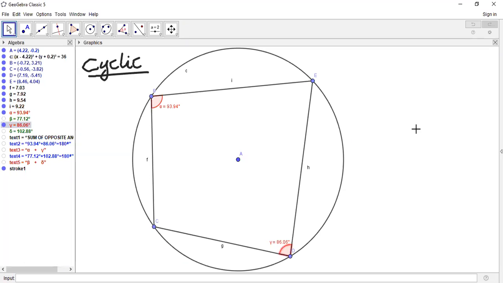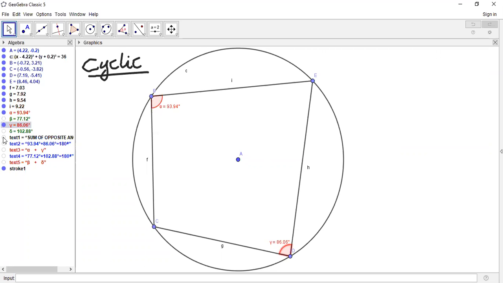ये quadrilateral के एक दूसरे से दिखता है ना, इधर से उधर दिखता है. Such angles are known as opposite angles. Yes sir, opposite angles of the quadrilateral. तो ये दोनों opposite angle दिखाया हमने, है ना? Opposite angles are shown here.